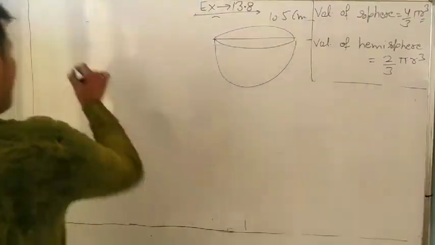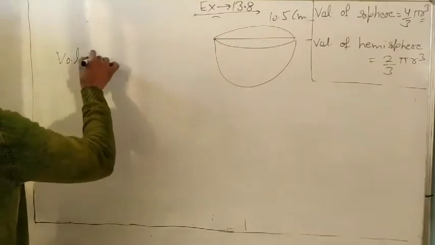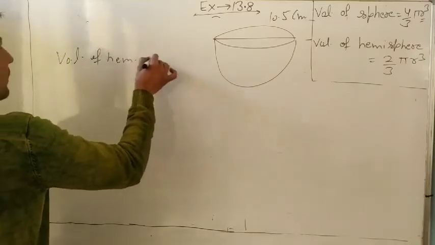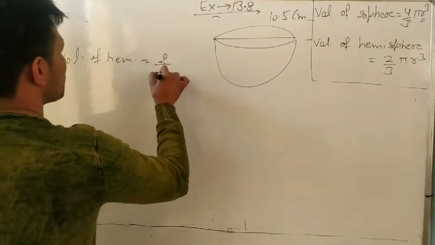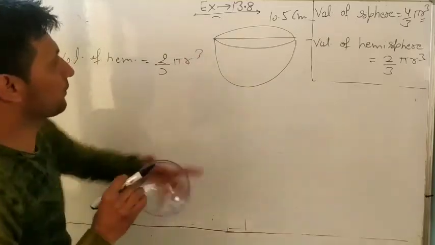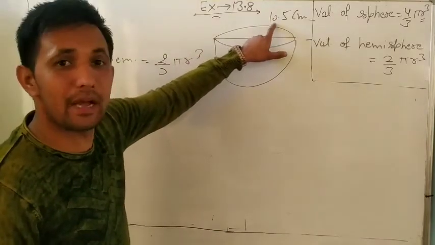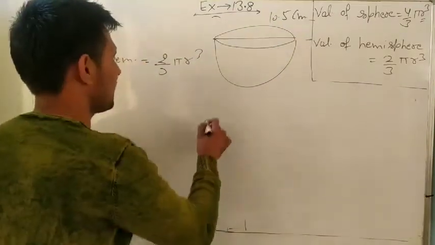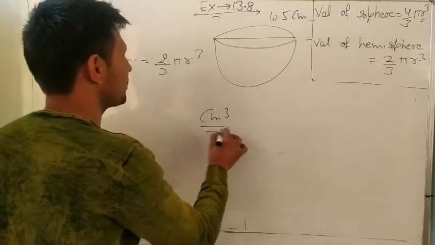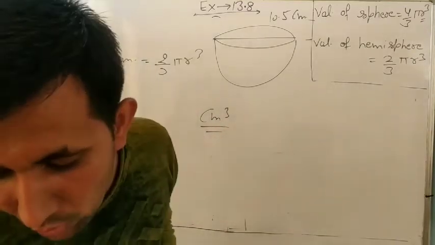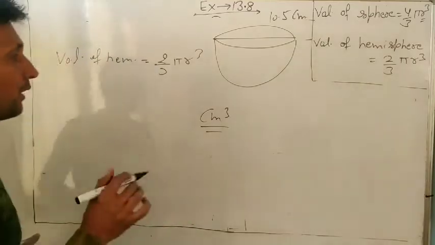So it means we will find the volume of the hemisphere. Volume of hemisphere is 2 upon 3 pi r cube. R we will find from here. It is the diameter, so the radius we can find. And the final answer will come in centimeter cube. But we have to find how many liters of milk. We have to find in liters.